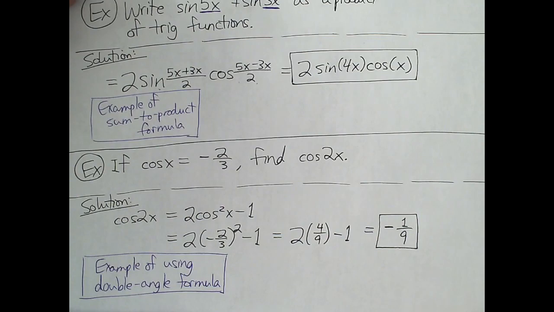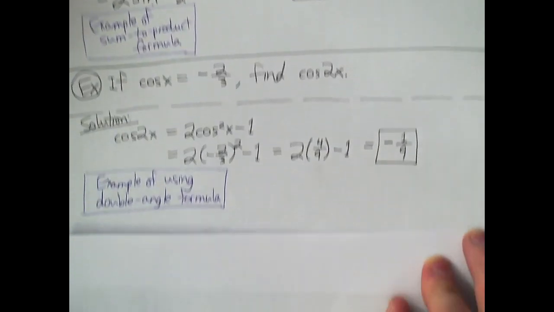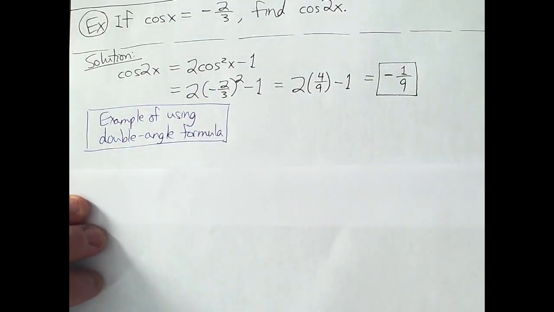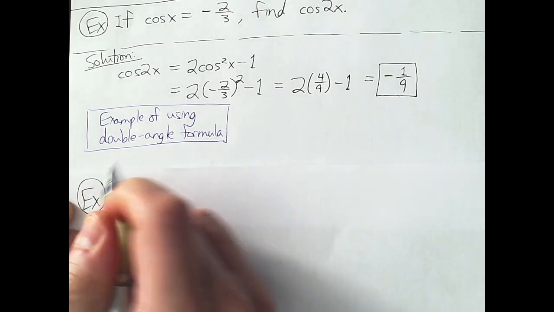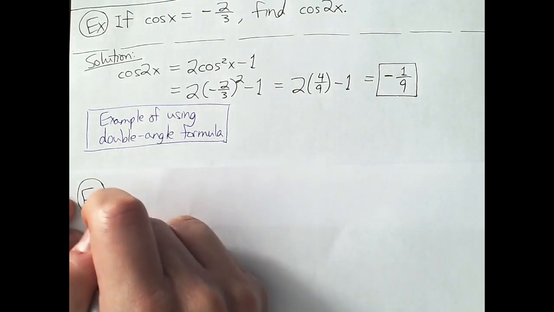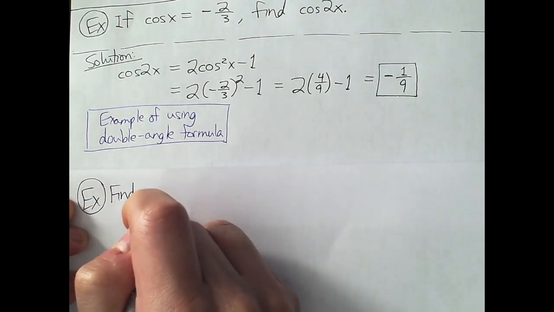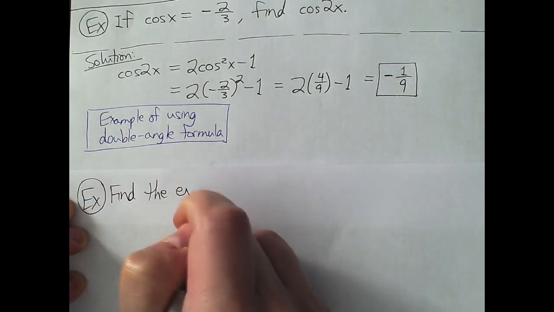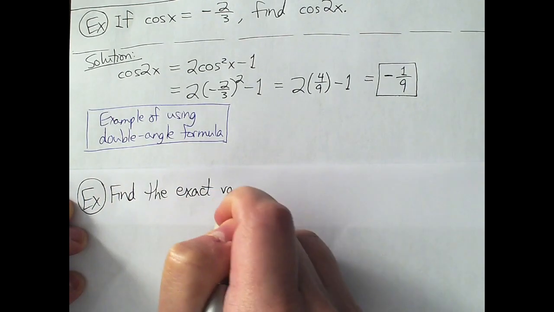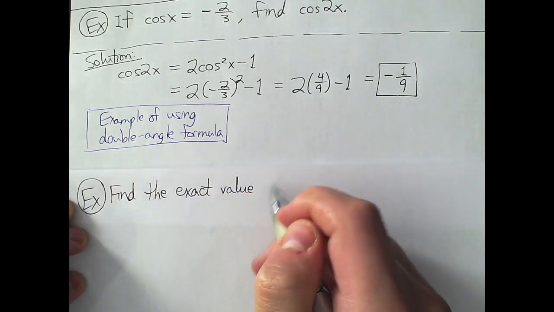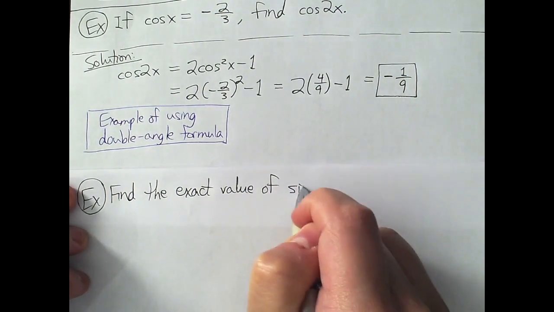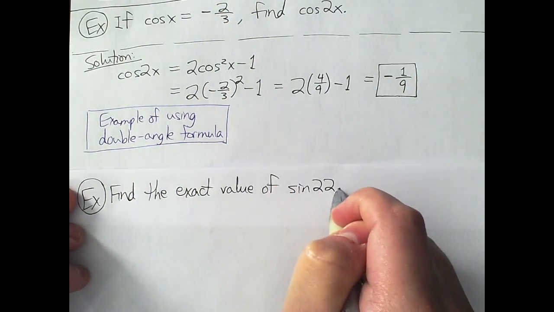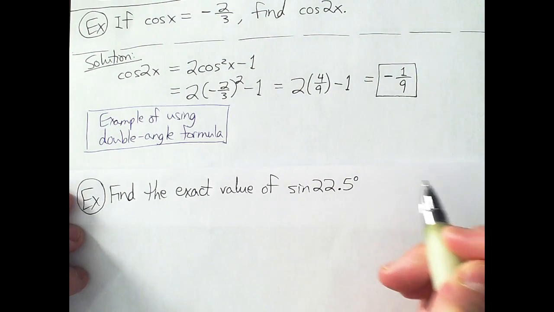Okay, ready for another problem? This next one, I think I will start, and then I'll ask you to try to finish it. So this problem says find the exact value, of course, this means by hand without a calculator, of sine of 22.5 degrees.